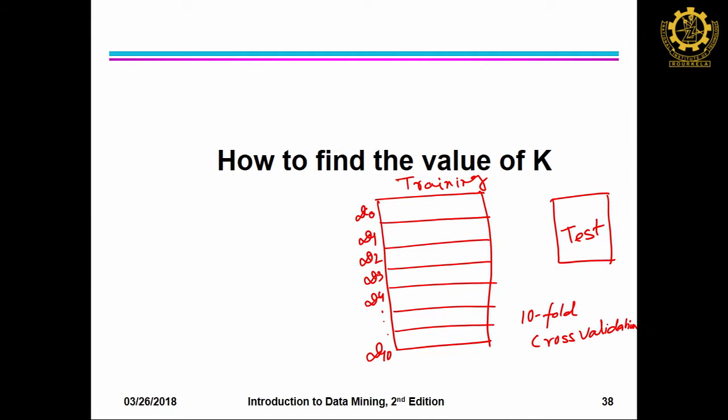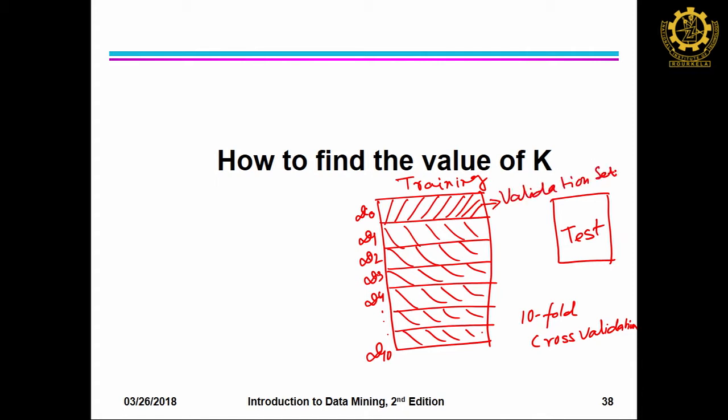Now, D0 will be considered as the test set, and all the others, D1, D2, D3, will be considered as the training sample. They are already training samples, but to distinguish the name from the test set, we call this the validation set. In summary, D0 is the validation set, and the entire training data set is, let us say, T. So, T minus D0 is the actual training set.